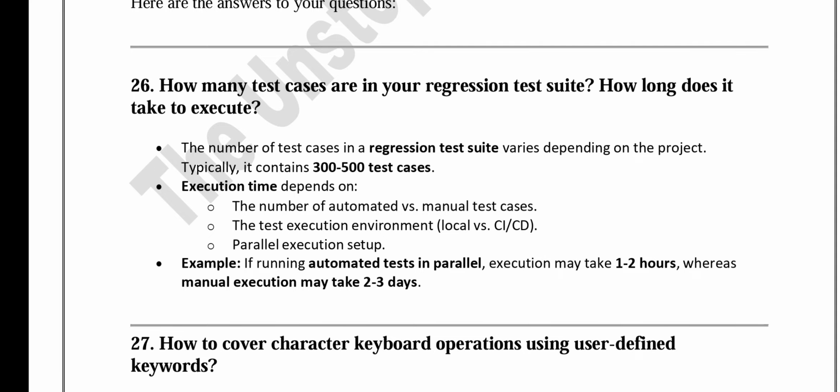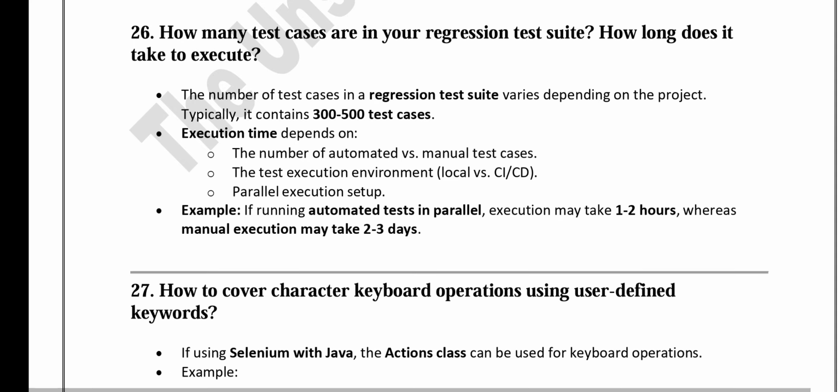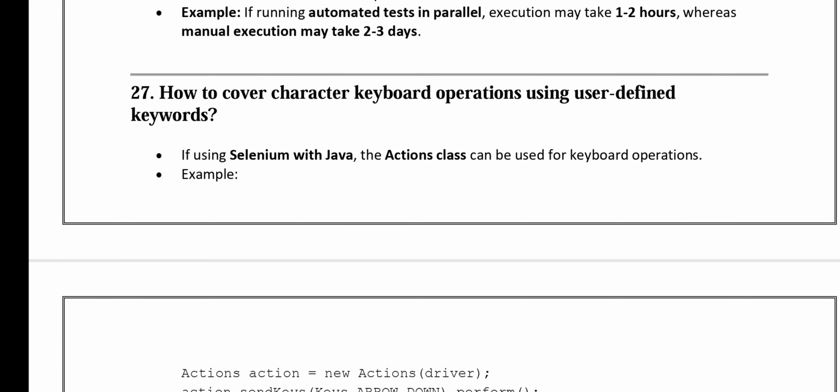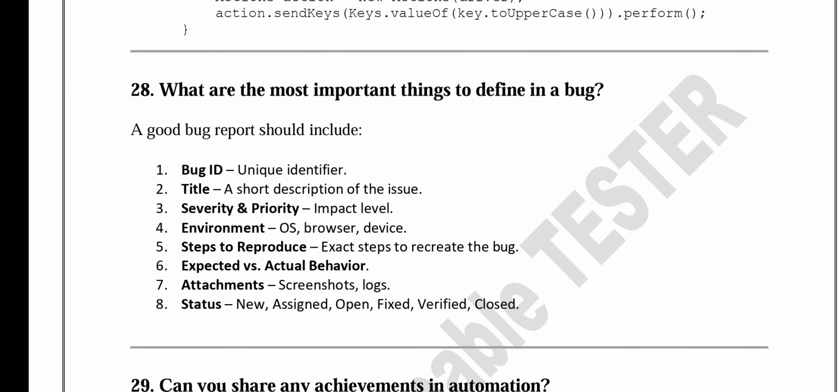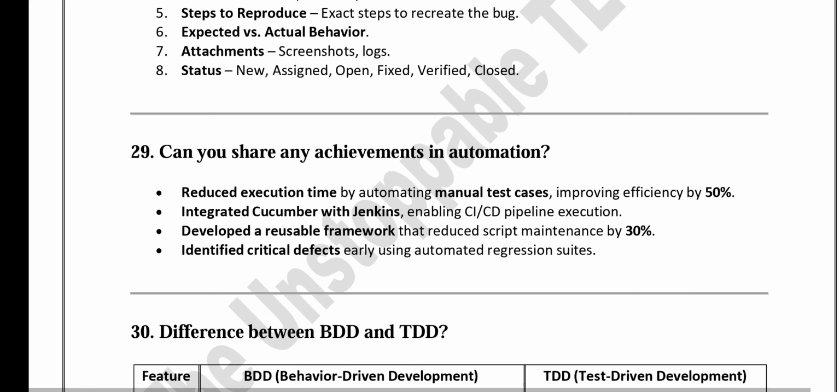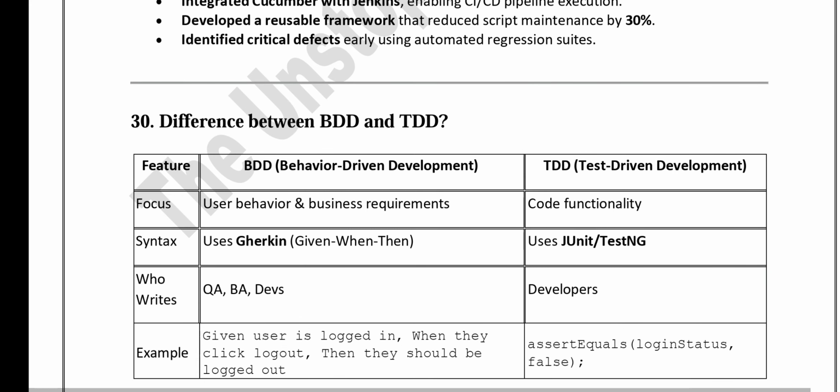Okay, how many test cases are in your regression test suite? How long does it take to execute? How to cover character keyboard operations using user defined keywords? What are the most important things to define in a bug? Can you share any achievements you have done in automation?